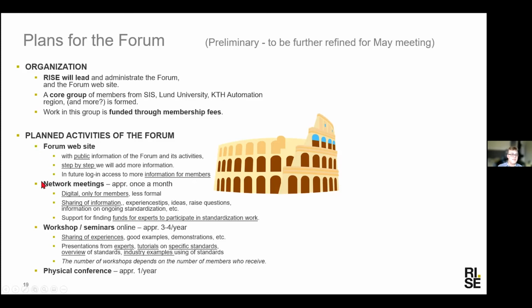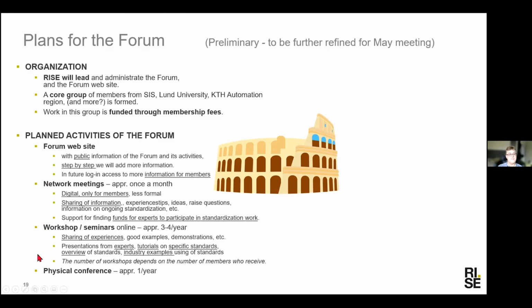So that's the website. And then we see that we could have network meetings, perhaps once a month, mostly digital, and that could be only for members. It does not need to be very formal, perhaps some presentations, but then open discussions. There you can share information, experiences, tips, ideas. We could ask each other questions and get information about ongoing standardization, for example, in these meetings.